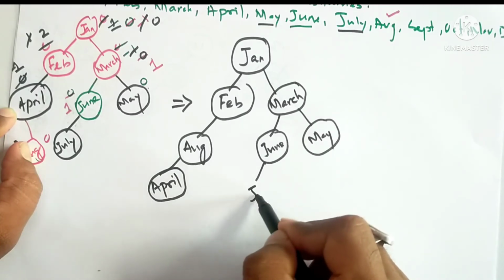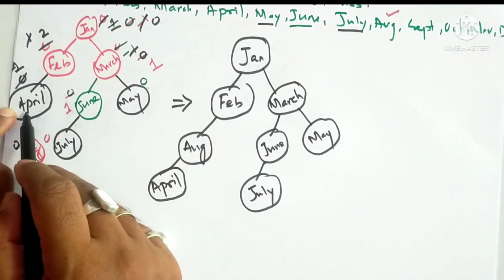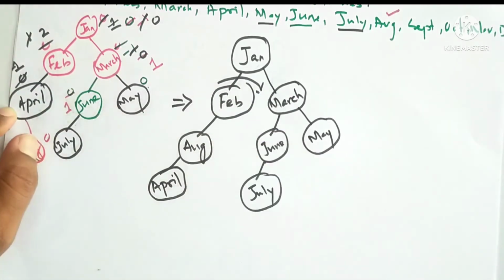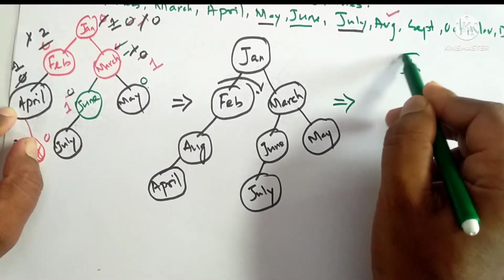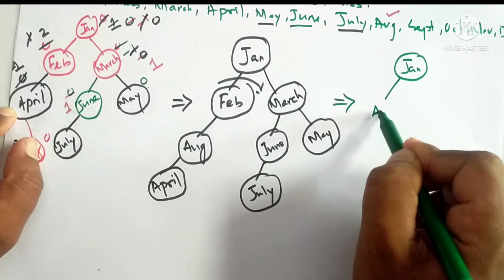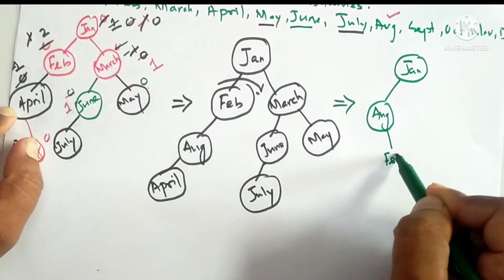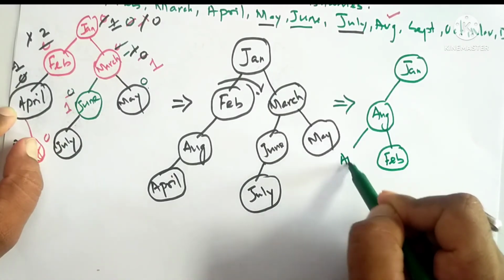This is your July. Now after doing the rotation at April, I will apply the rotation at February. So again you have to apply the rotation here, because in LR rotation we have to apply the 2 types of rotations. So what will happen here? So this is your January. Then what will happen? August goes to the place of February. This is August. Then this becomes your position of February. Then this becomes position of April.